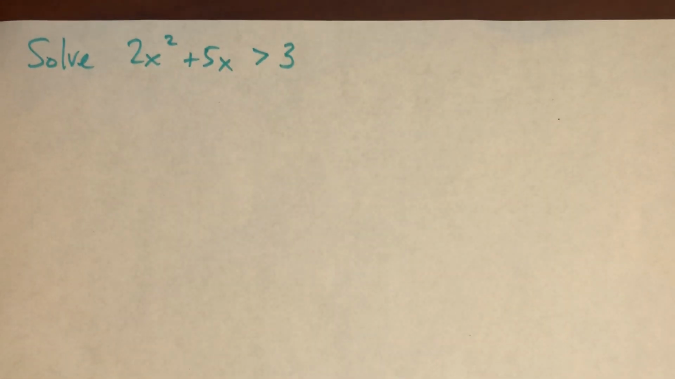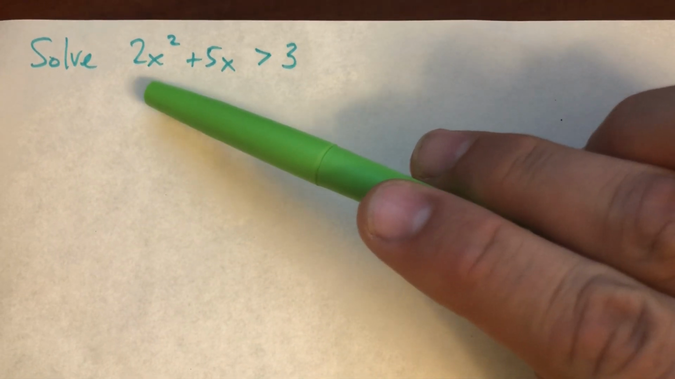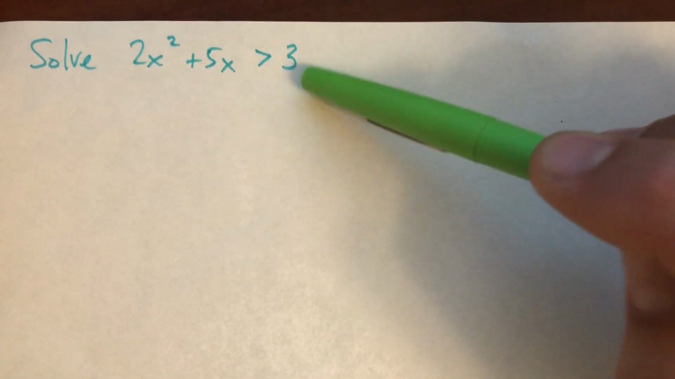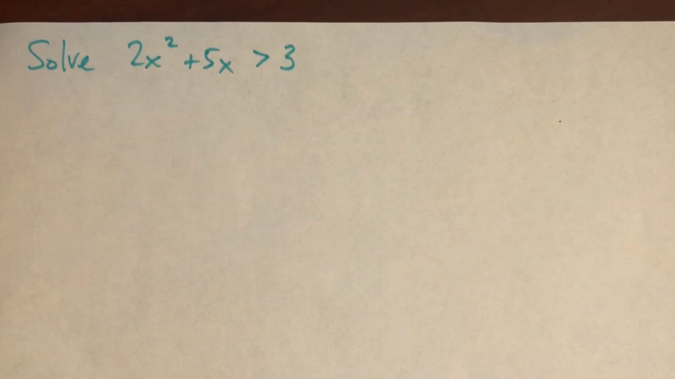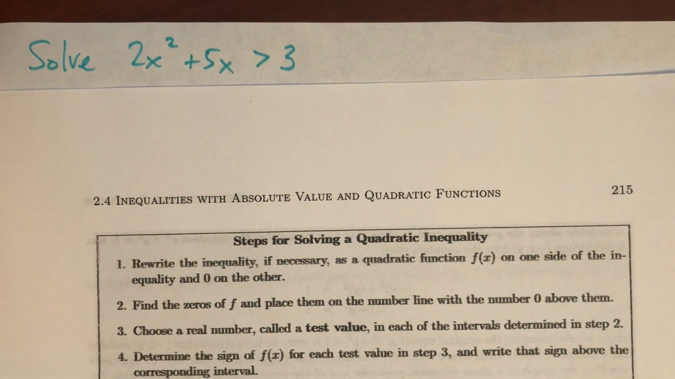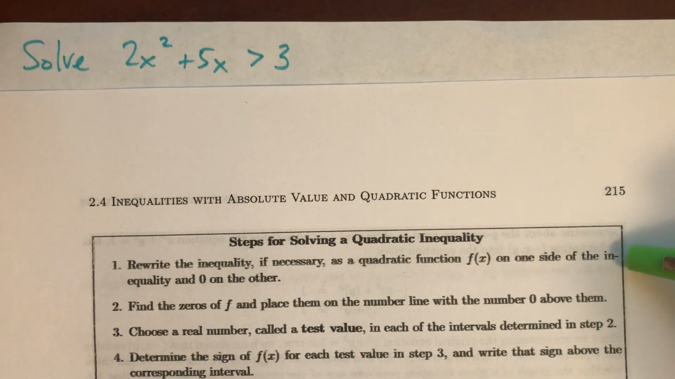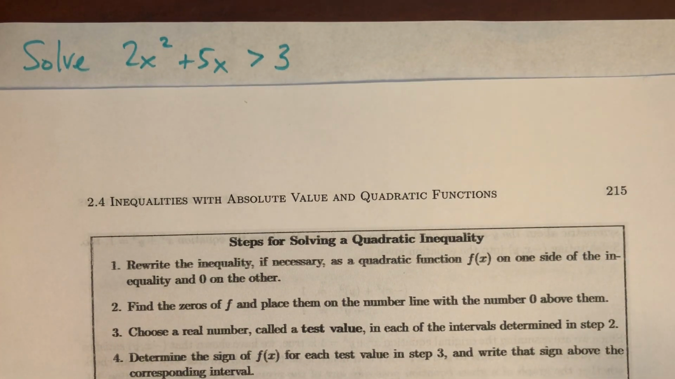Let's solve a quadratic inequality. Okay, so we've got an inequality here. We want to solve 2x squared plus 5x greater than 3. What I want to do here is take a look at the steps from the textbook. This is on page 215. We're going to do the steps, and then talk about it just a little bit at the end.